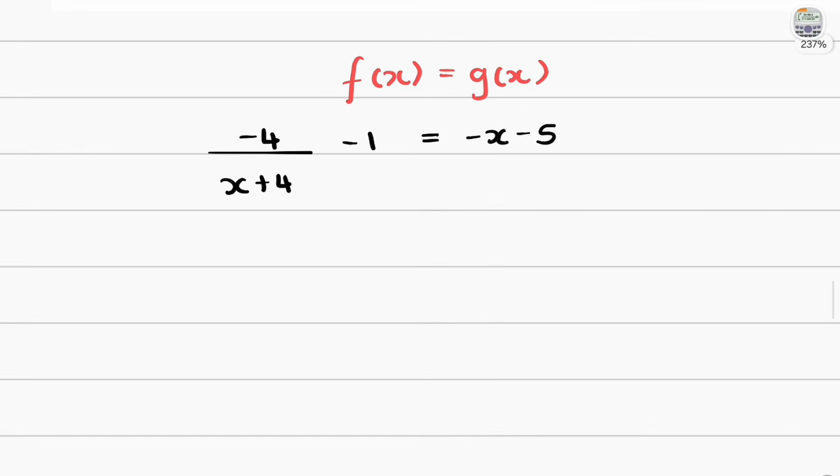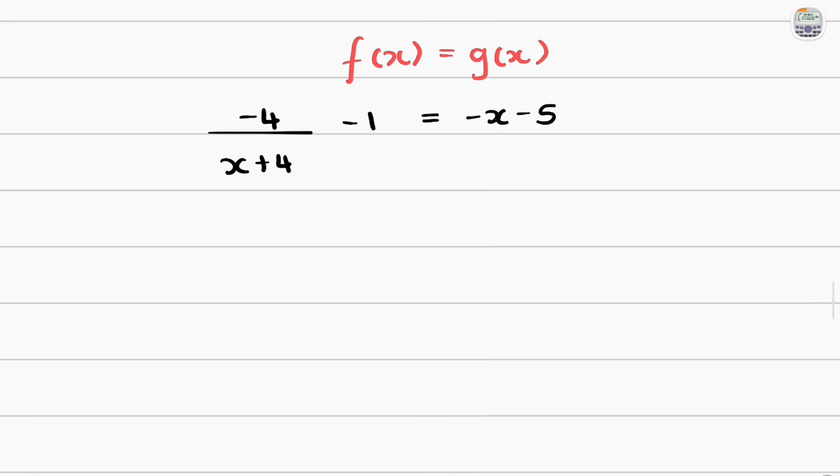And let's just go ahead and solve for x. So we'll find out where they are equal, where they intersect first. Okay, so this is equal to, we're going to go ahead and transpose this. So bring it over, and now we have negative 4 over x plus 4 is equal to negative x. Now we have minus 5 over here. When this comes over, it becomes a positive 1.